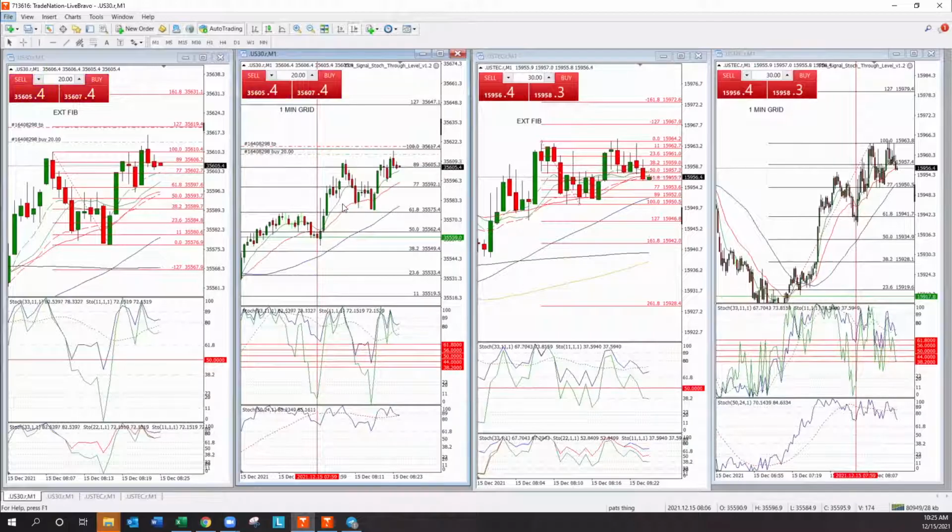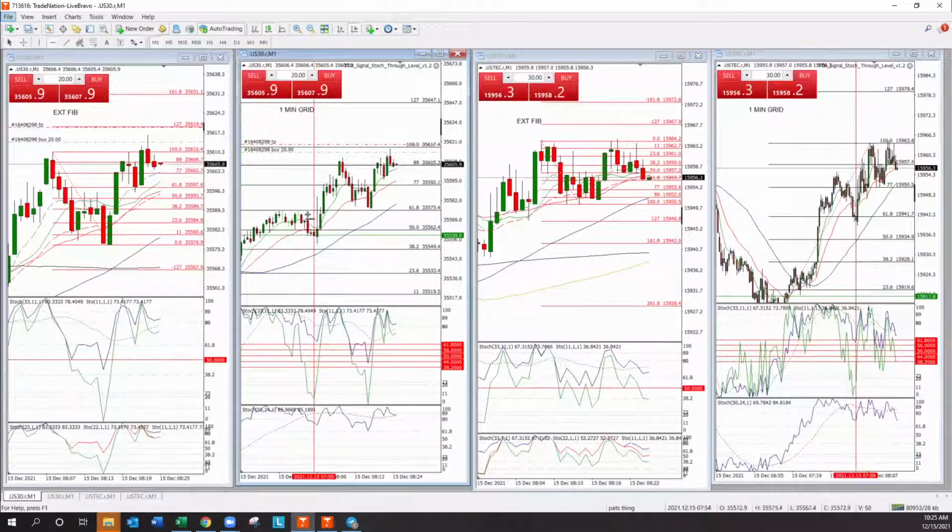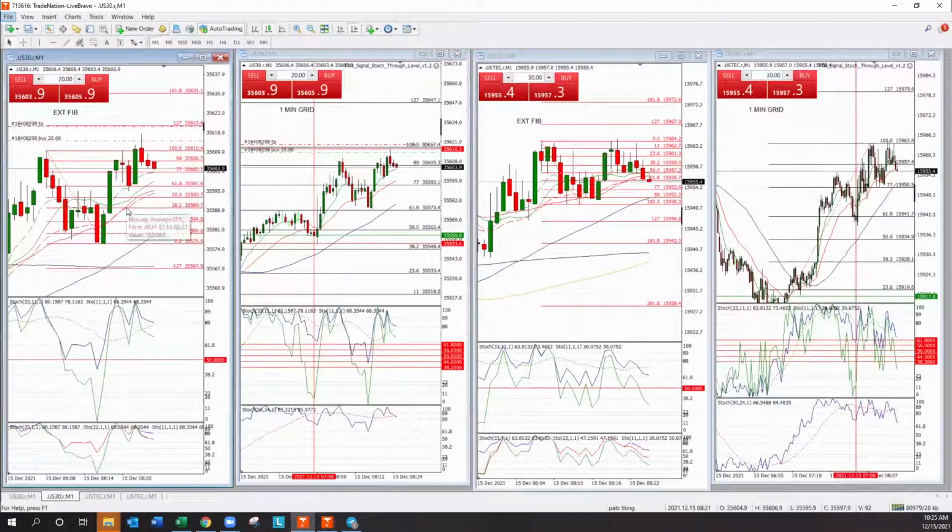Okay, it's 25 plus. I'm just going to steal the levels from Tiana. That's the low of the opening range based on FTSE open. That is the high. Been close to stopping.